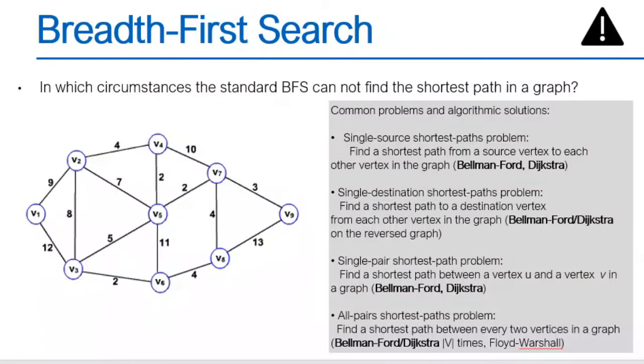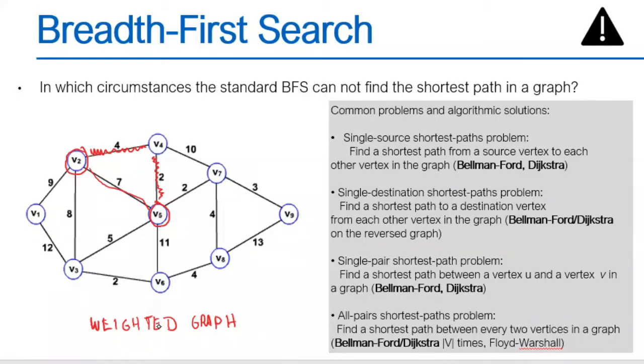Why does it not succeed in this case? The answer is obvious, because this is a weighted graph. So in this case, how can we solve this problem? Take the shortest distance between V2 and V5, for example. If you use the BFS, the shortest distance is this one. But because there are weights on the edges, this is the shortest distance. So how to solve this problem?